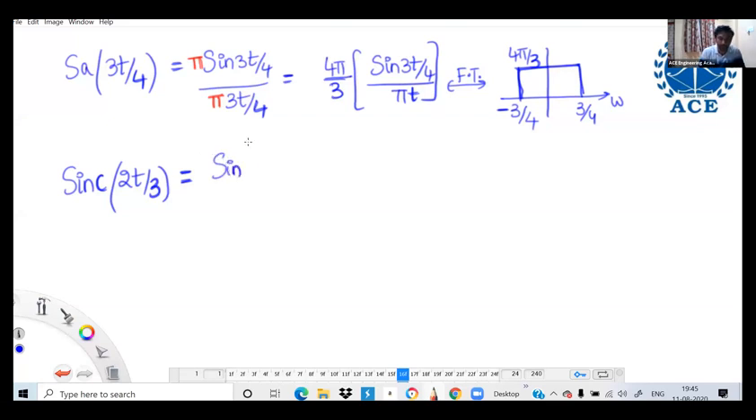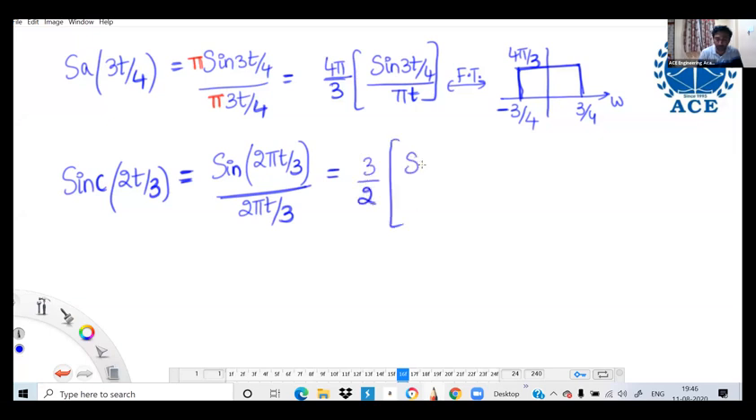What about the second one, sir? Sinc x expansion is what? Sinc x expansion means sin pi x by pi x or not? Sin pi x by, so do the required adjustment. Again, we want which form? Sin At by pi t form.